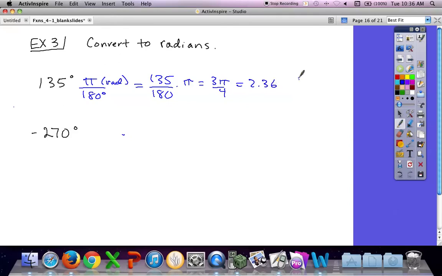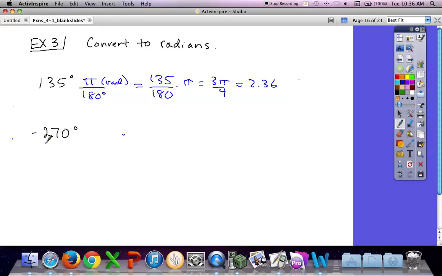Now, I think in the homework problem, some of them say give your answer in terms of pi, meaning give this answer, right? And then some say turn it into a decimal. If they say in terms of pi, that means keep the pi in the answer. That's the decimal value.